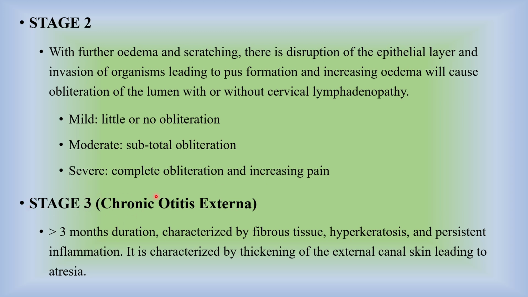Stage 3, as I already mentioned, is chronic otitis externa, meaning that the condition has persisted for more than 3 months, and now it is characterized by fibrous tissue, hyperkeratosis and persistent inflammation. It is characterized by thickening of the external canal skin, leading to atresia even. The basic difference is that after stage 2 there will be severe pain, but in the chronic condition the pain will decrease and will not be of such intensity that it bothers the patient. That's why many patients, when they feel there is no pain, think that their condition has settled, whereas the condition is worsening in terms of blockage of the external aural canal.